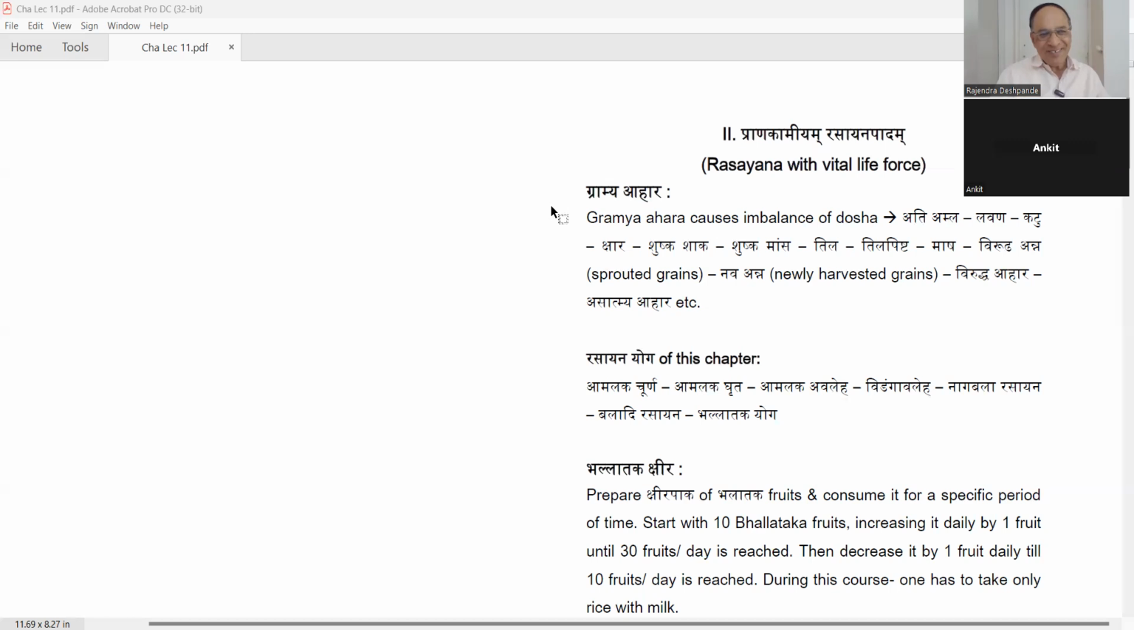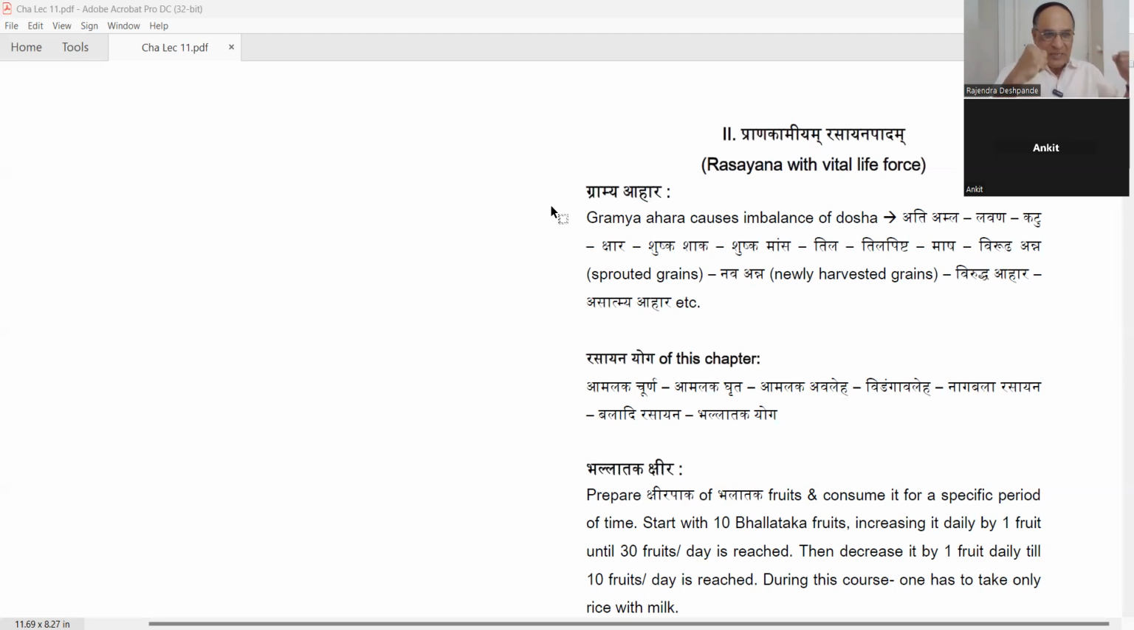Now we will start. We have already completed the first video of Charak Samhita Chikitsasthan, first chapter, first pad, that is Abhaya Amalaki Rasayanpad. Actually, there are 4 sections in Rasayana, and 4 sections in the Vajikarana chapter. Chapter 1 is Rasayana. Chapter 2 is Vajikarana.